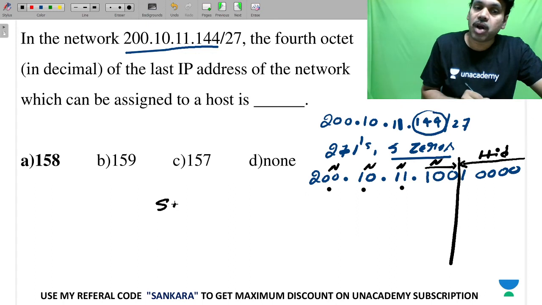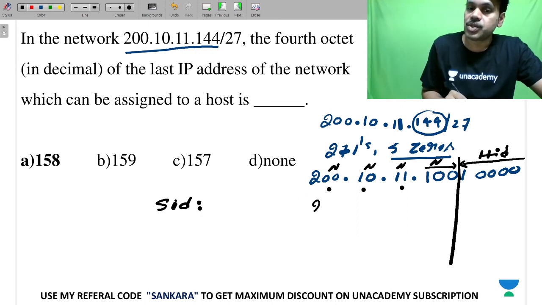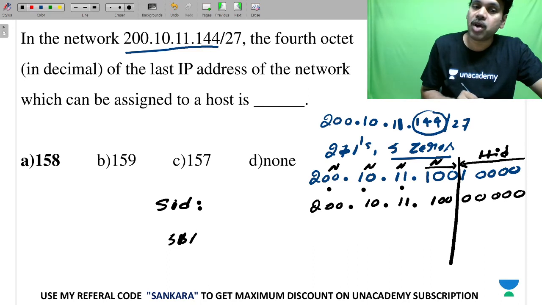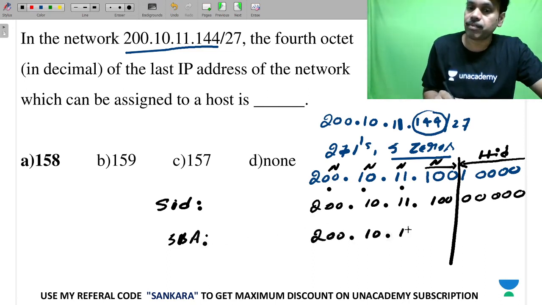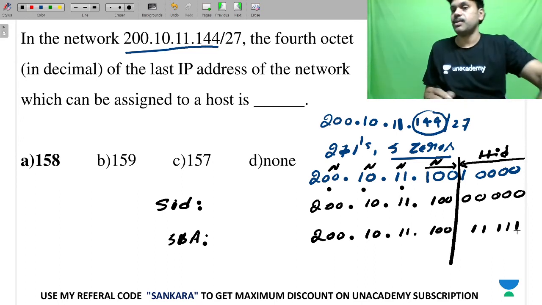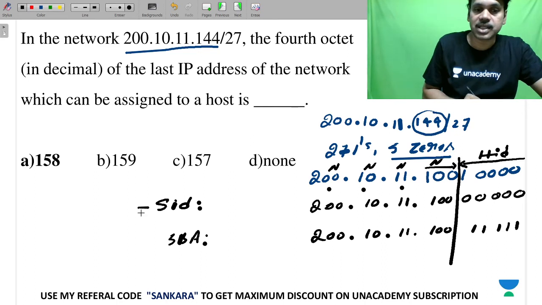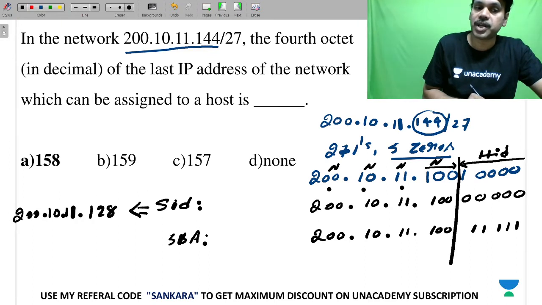So you want the block starting number. Drop as it is the NID bits, and convert the HIDs to zeros. And you want the block broadcast: drop as it is the NID, and convert the HIDs to ones. So what is your value? The block starting number is 200.10.11.128. What is the block ending number?